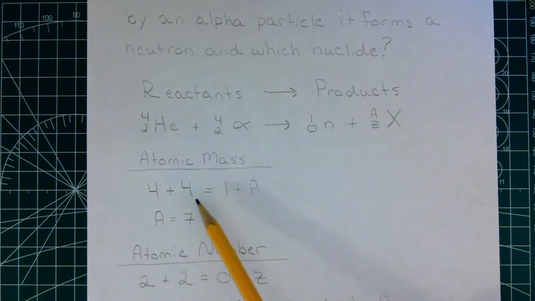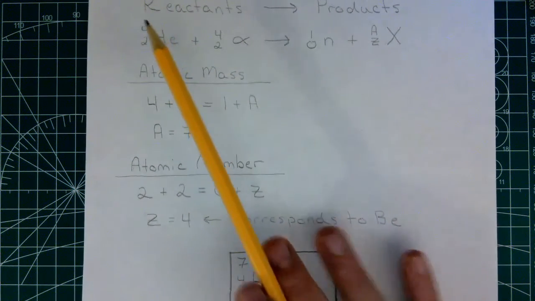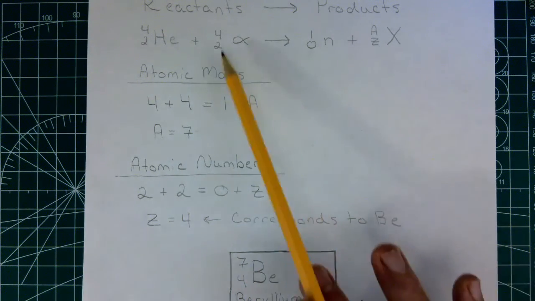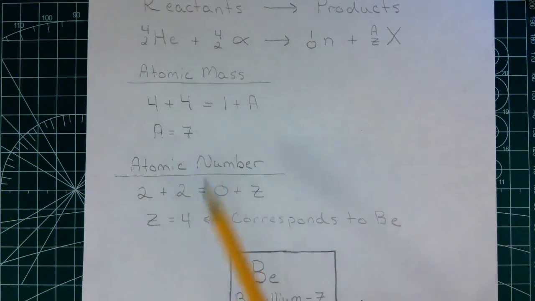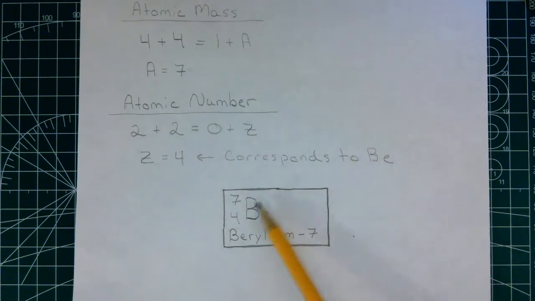We do 4 plus 4 is 8 minus 1. A needs to be 7 in this case. Looking at the atomic number, we have 0 plus Z needs to equal 2 plus 2. So we have 2 plus 2 equals 0 plus Z. Therefore, Z has to equal 4. An atomic number of 4 corresponds to beryllium. We can see that on the periodic table. So the nuclide formed is going to be beryllium-7.